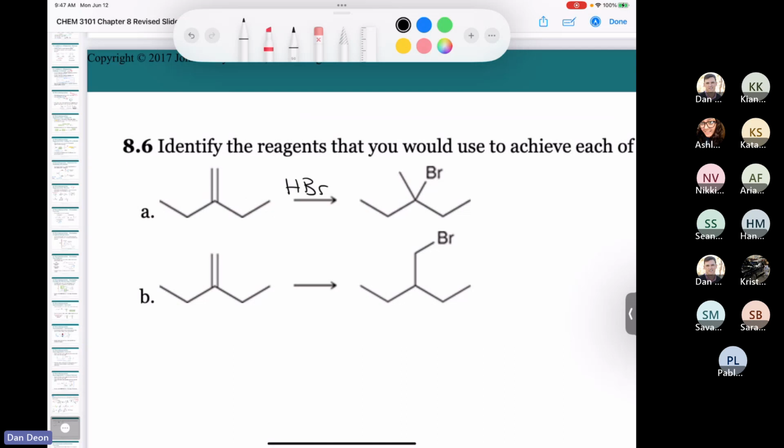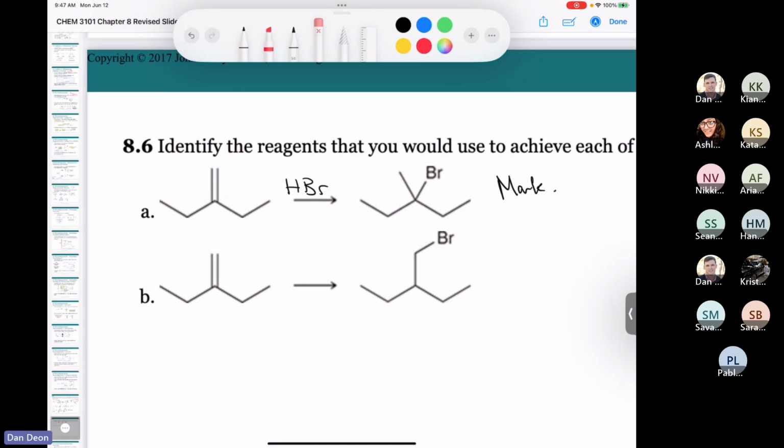The rich are getting richer. This carbon has 2 hydrogens. Now it has 1, 2, 3 hydrogens, right? So the rich are getting richer. So this is a Markovnikov addition. So we only need HBr for this one. All right, does that make sense now?